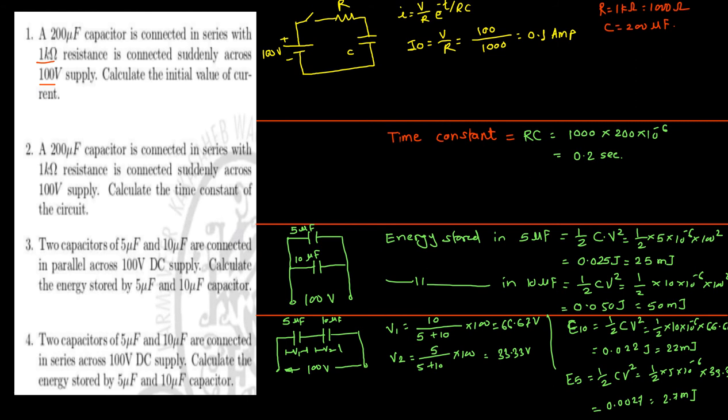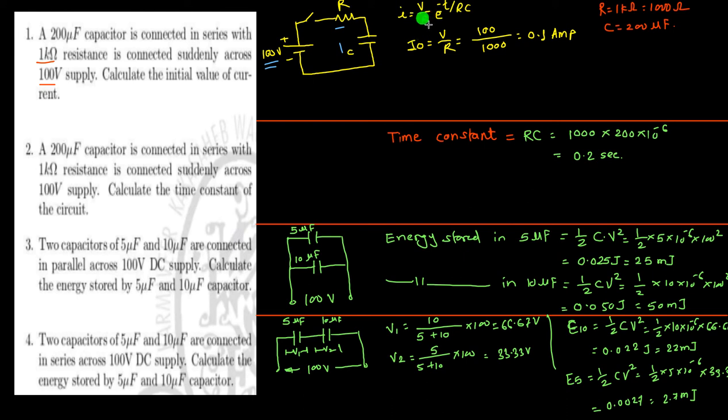Here, a 20 microfarad capacitor is connected in series with the 1K resistance and it is connected suddenly across the 100 volt supply. Calculate the initial value of the current. So in this problem, what is given? One resistance and one capacitance is connected to the 100 volt supply, where the value of this resistance is 1K and capacitance is 200 microfarad. We want to determine the initial current.